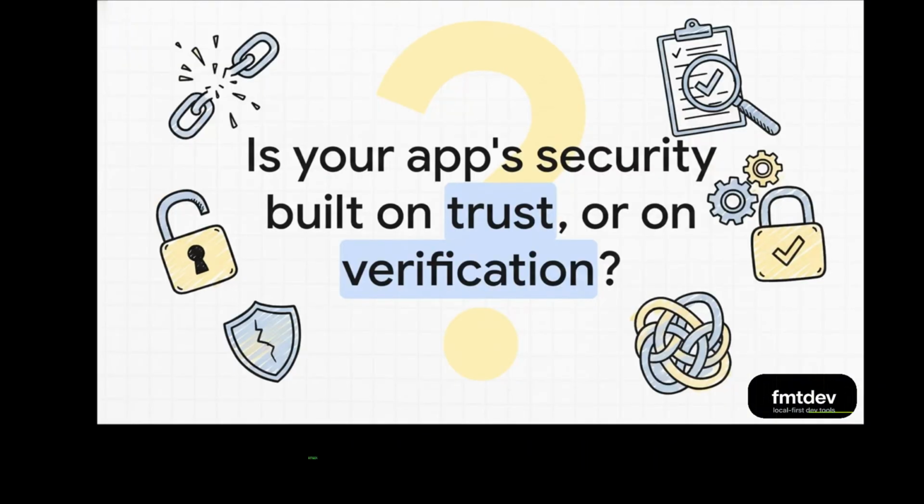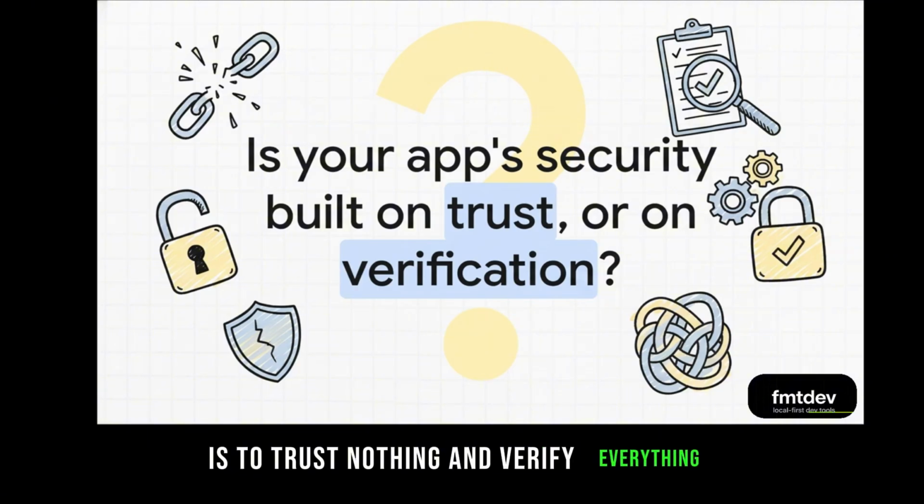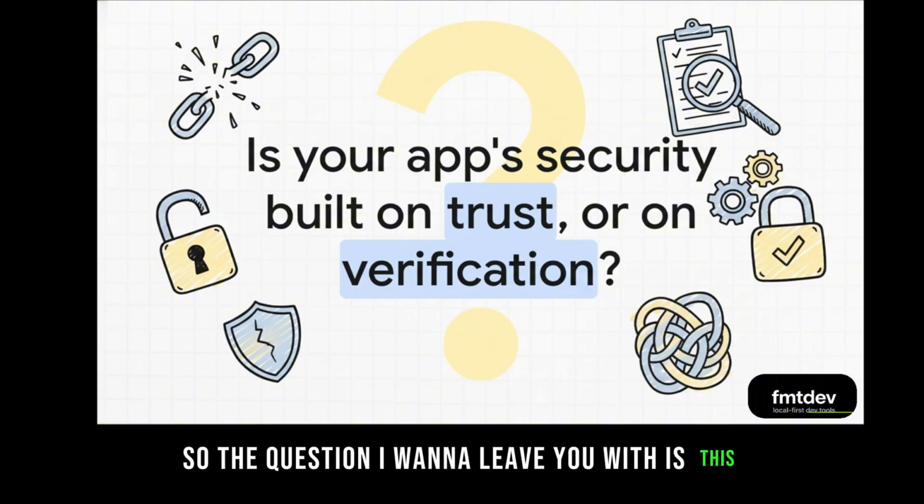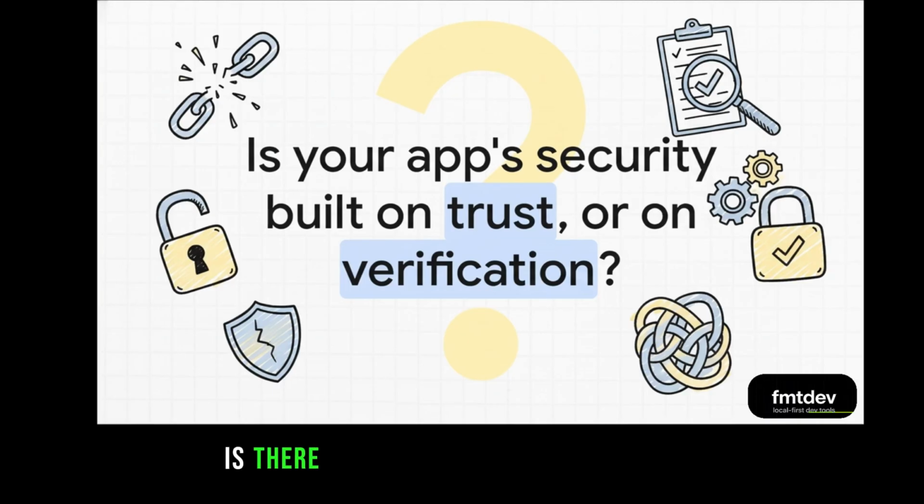And that really brings us to our final thought. The none algorithm attack works because a server blindly trusts the header. The algorithm confusion attack works because a server trusts the header. Leaking tokens in online tools happens because a developer trusts some random third-party service. The absolute foundation of real security is to trust nothing and verify everything. So the question I want to leave you with is this. When you look at your own apps, is their security built on flimsy trust, or is it built on solid verification?